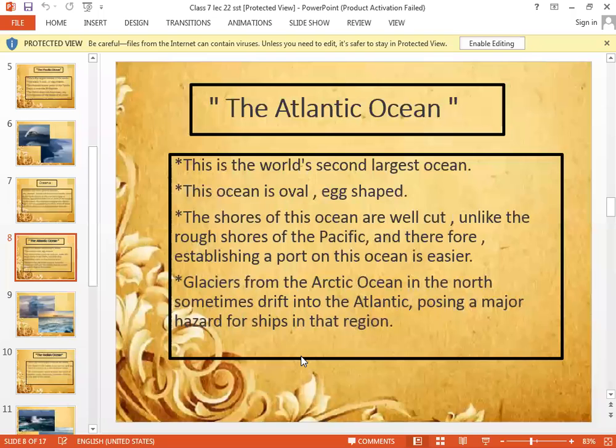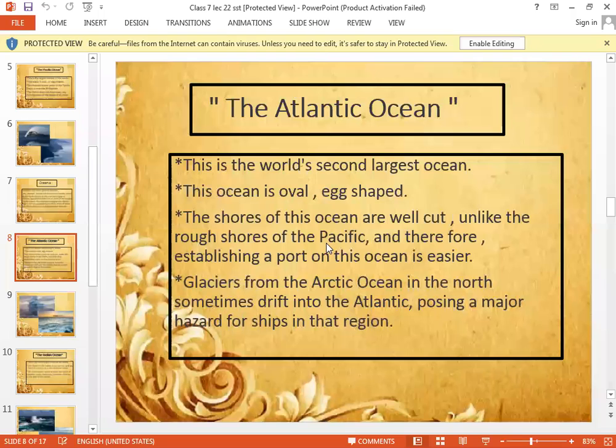Glaciers from the Arctic Ocean in the north sometimes, यार मस्ती नहीं करो, posing. उससे better turn off your mic. Turn off your mics, beta.